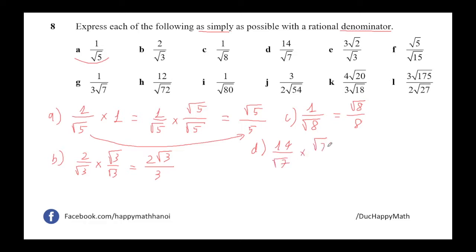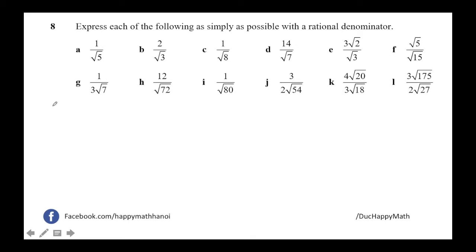Multiply by the square root of 7, and you get 14 square root of 7 over 7. You simplify this rational expression because 14 and 7 you can divide both by 7, and you get 2 over 1, this means 2.